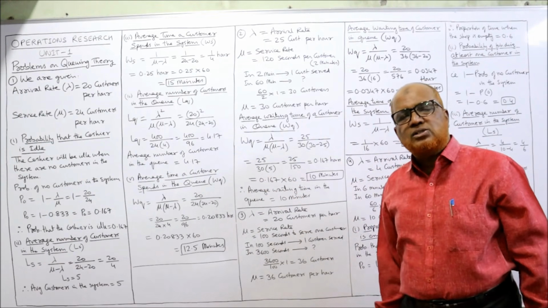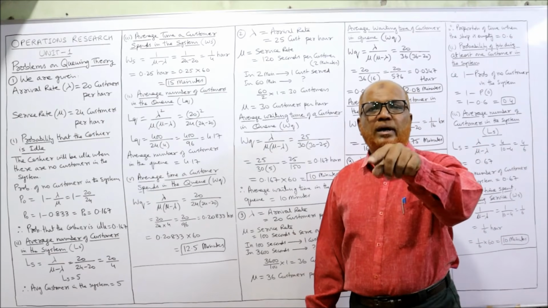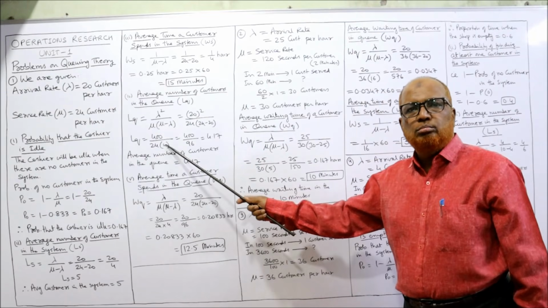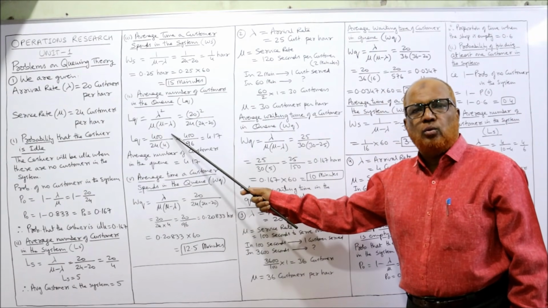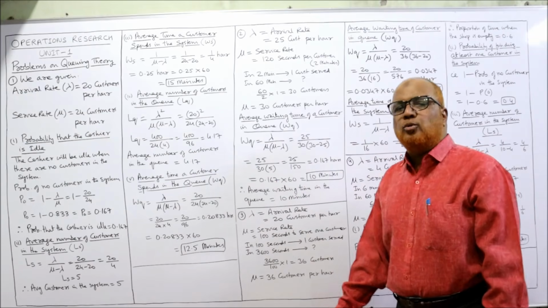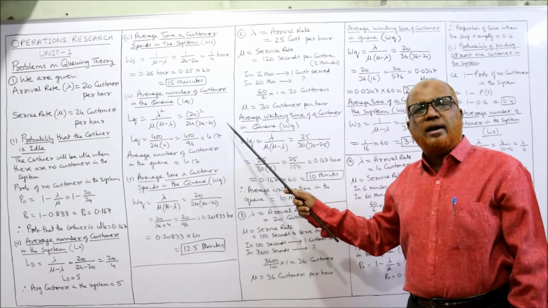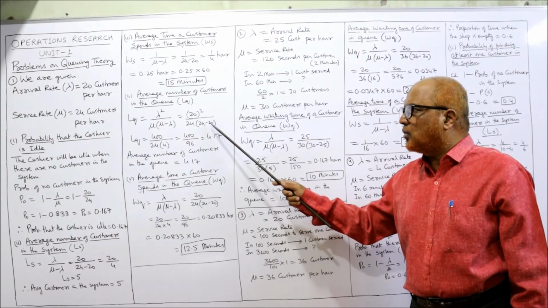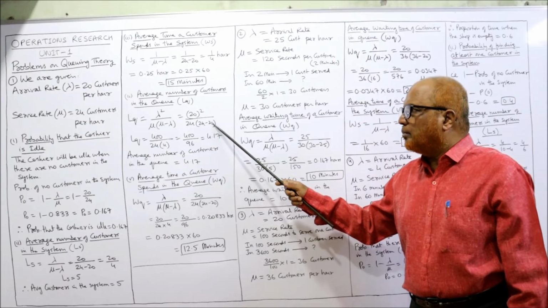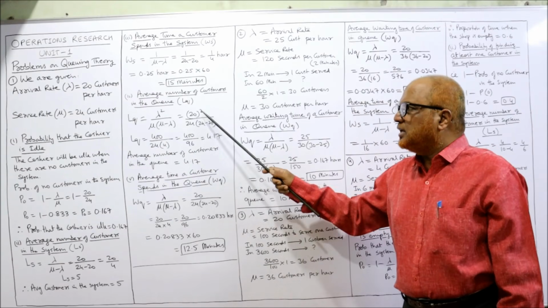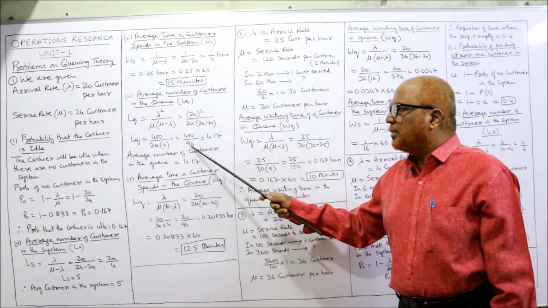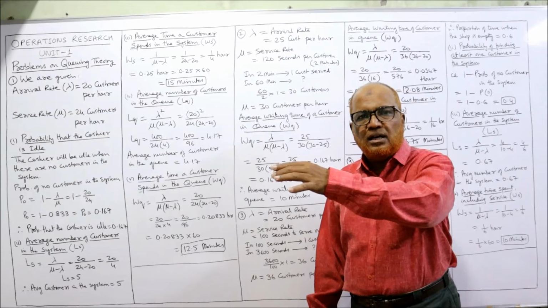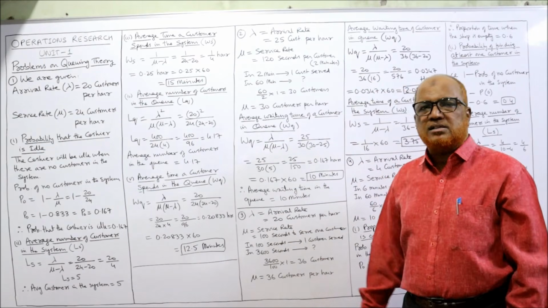The formula is lambda square divided by mu into mu minus lambda. Note it down immediately. LQ, average number of customers in the queue, is lambda square divided by mu into mu minus lambda. Lambda square, 20 square, divided by 24 into 24 minus 20. So 24 minus 20 is 4 and 20 square is 400. So 400 by 96, 4.17. So the average number of customers in the queue is 4.17 customers.